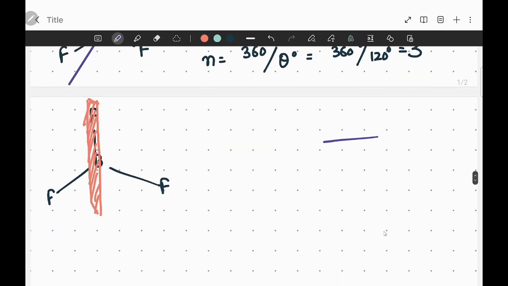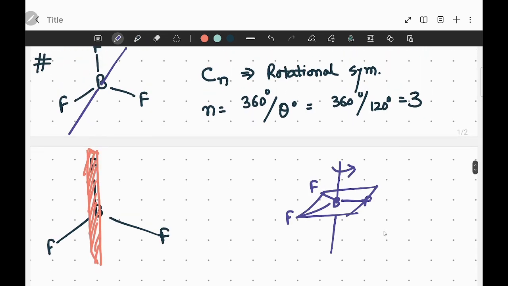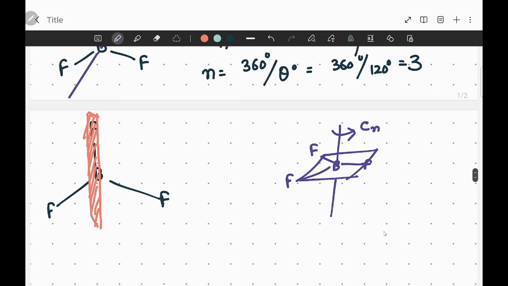Means if this is your molecular plane, here is your BF3, you are rotating around this axis like this, 120 degree. When you rotate 120 degree, you will get it. So you see, this is our symmetry axis Cn, and the planes of symmetry are like this, in this way. You have studied organic chemistry, so you can see this molecule is actually in this direction, this Cn, and the planes of symmetry are like this. So these planes of symmetry are containing the molecular axis.